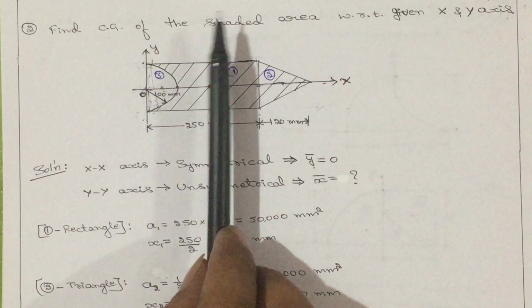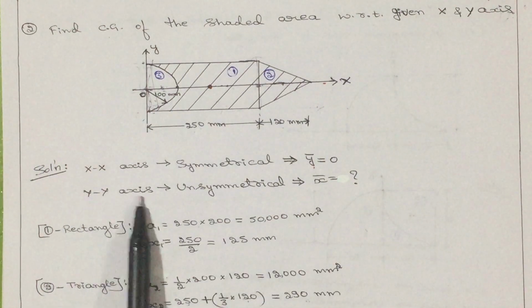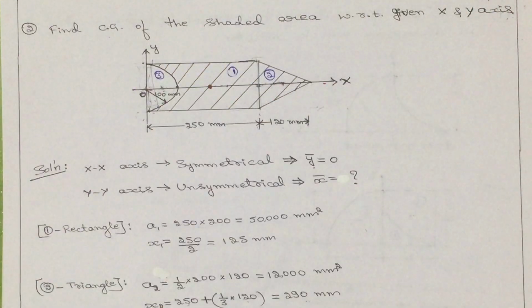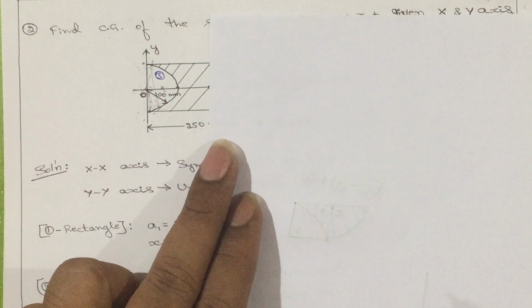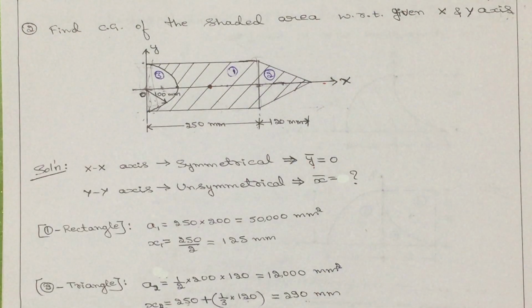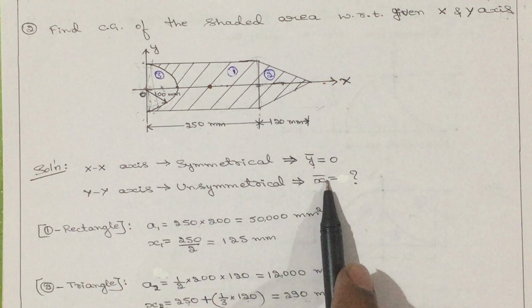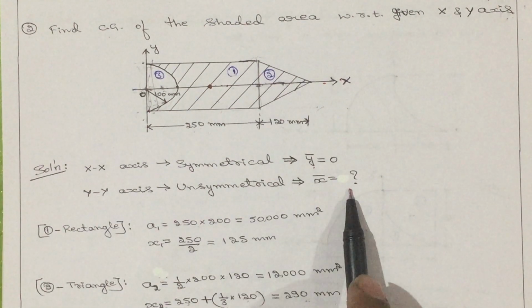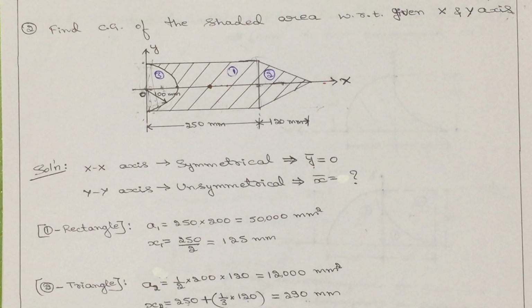Then if I draw a vertical line at the center, that is the y axis, are the left side part and right side part symmetrical? This half and this half, are they symmetrical? No, they are unsymmetrical. If they are unsymmetrical, we need to calculate the value. So, since the y axis is unsymmetrical, we need to calculate x bar. We need to calculate only the x bar value.